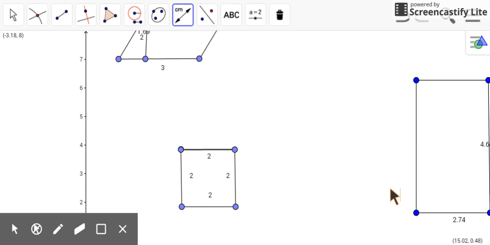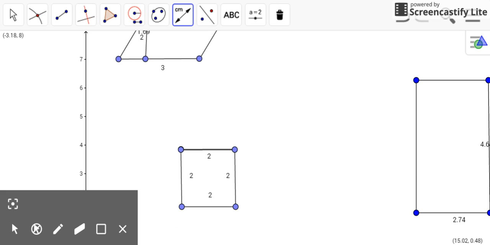I'm going to show you how to calculate the area for each quadrilateral. And there's really just one formula, which is area equals base times height. And I'll show you what base and height is for each shape. First, I'm going to show you the square.